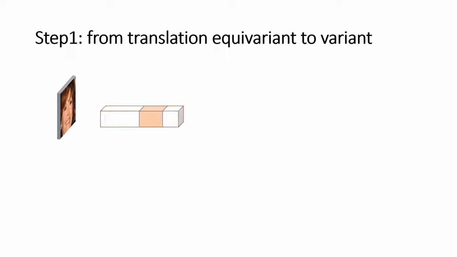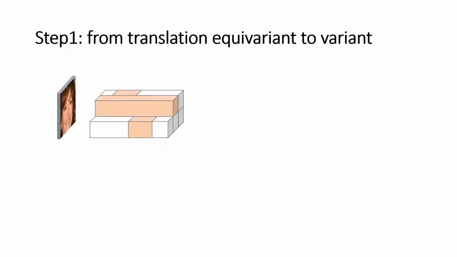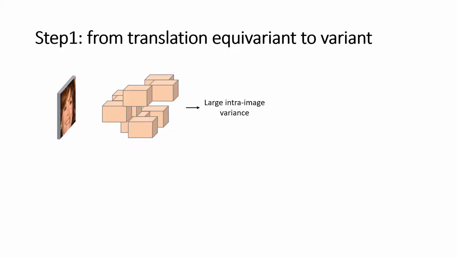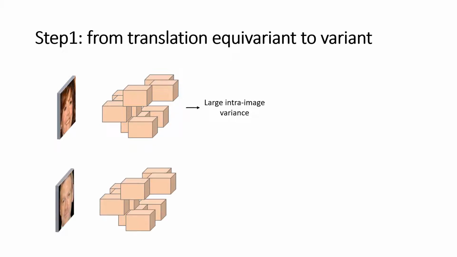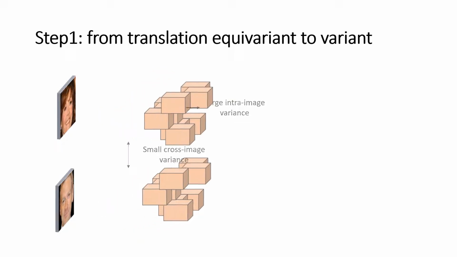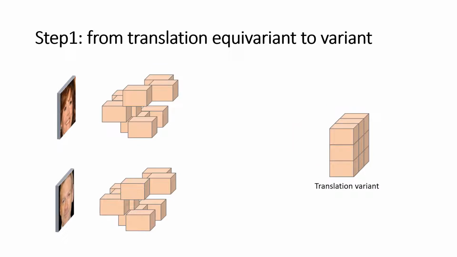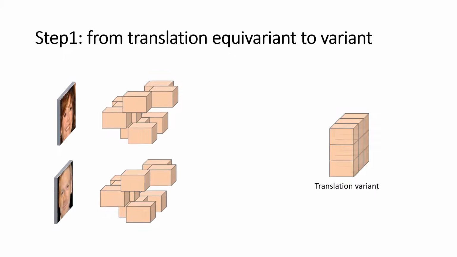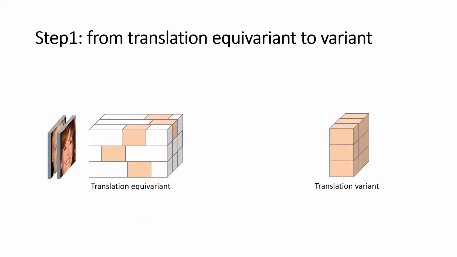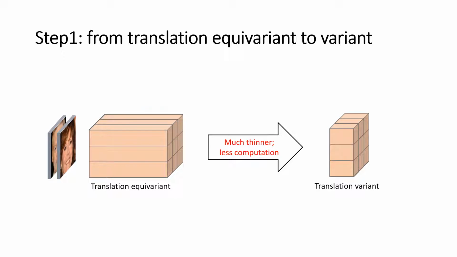When the filters are applied to a specific location, only a small portion will be activated, and for different locations, the activated portions can be different. This corresponds to the large inter-image variance. Given another input image, the overall activated pattern would be similar, corresponding to the small cross-image variance. By collecting the activated filters, we let the filters be translation variant. Compared to the original filter block, now it's much thinner and consumes less computation.